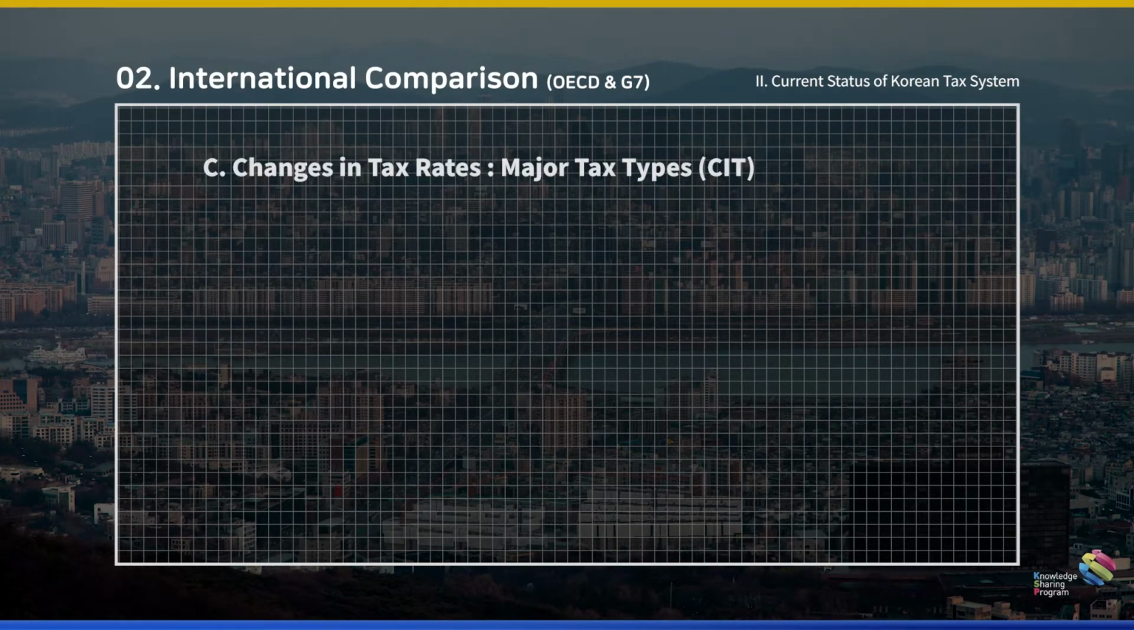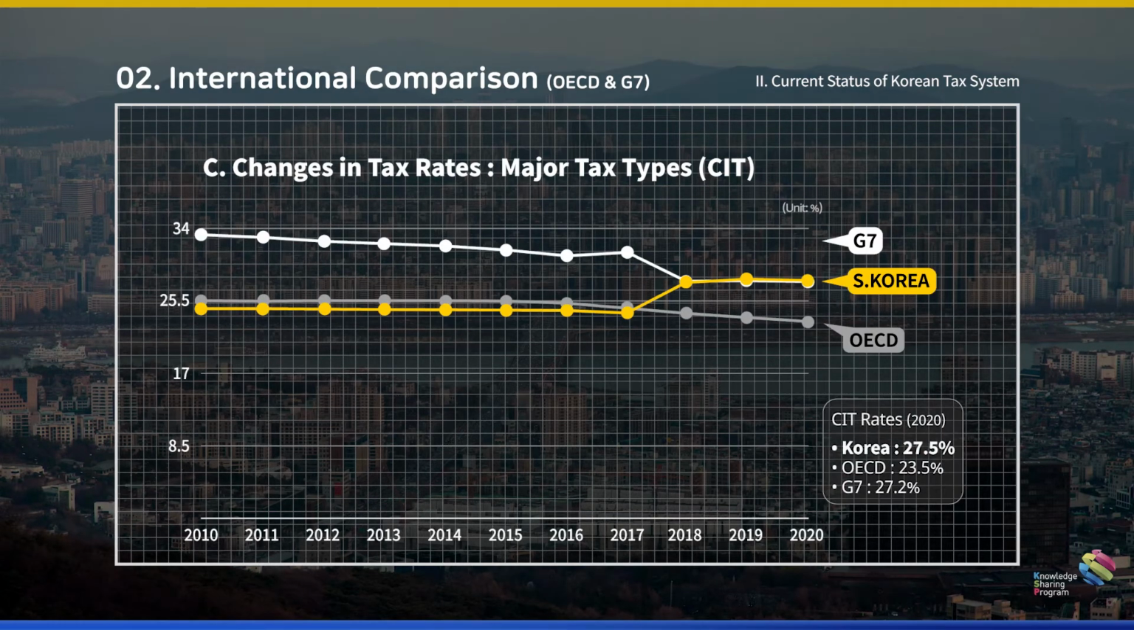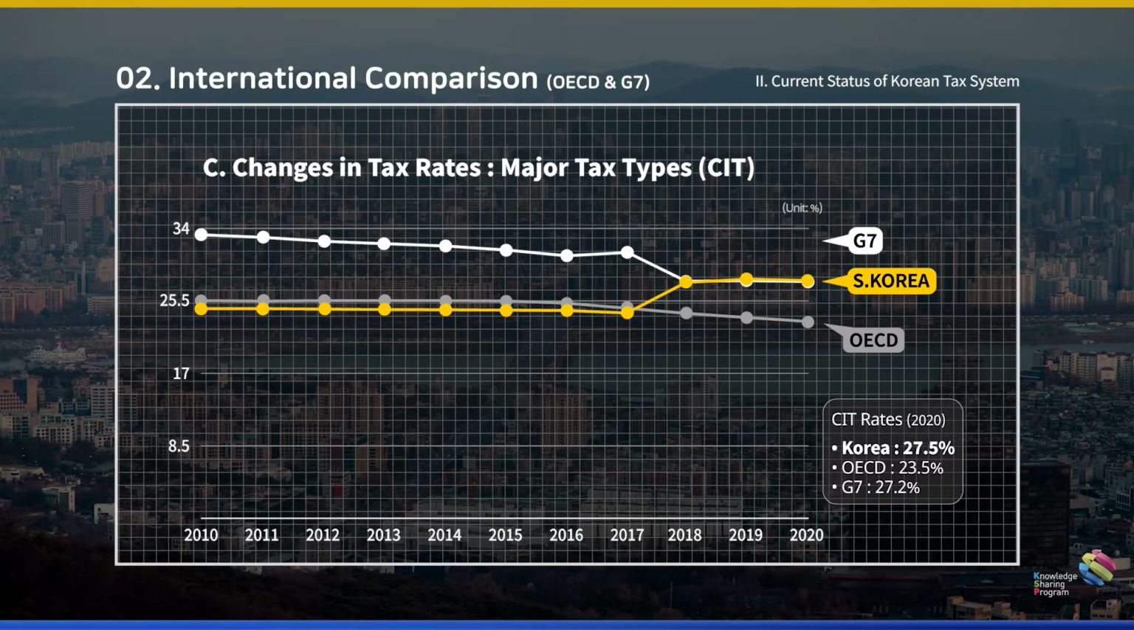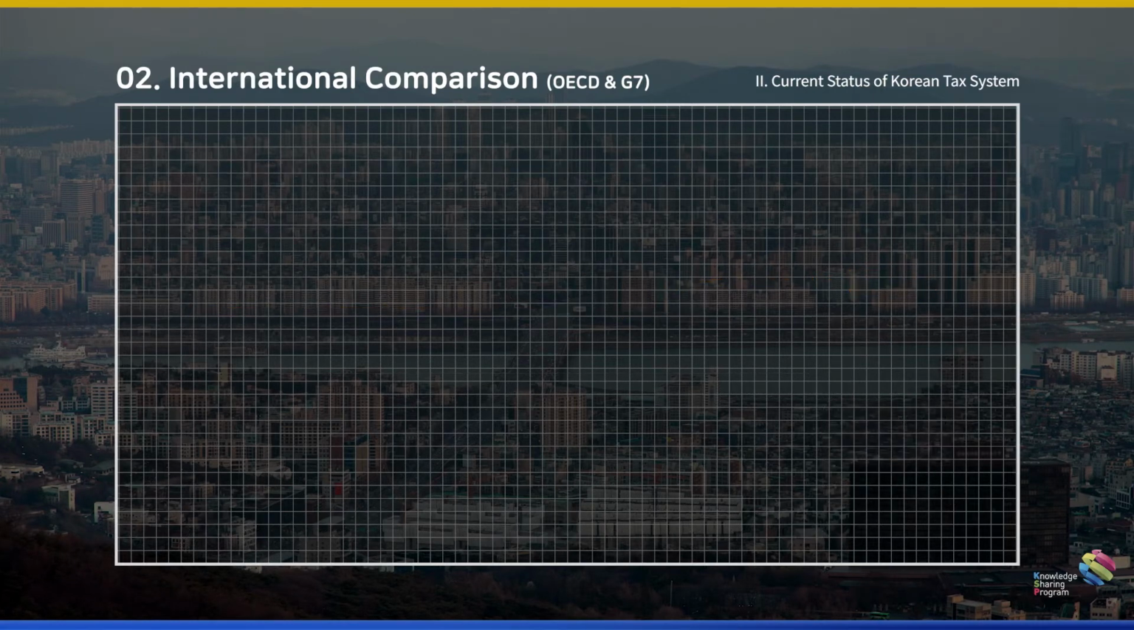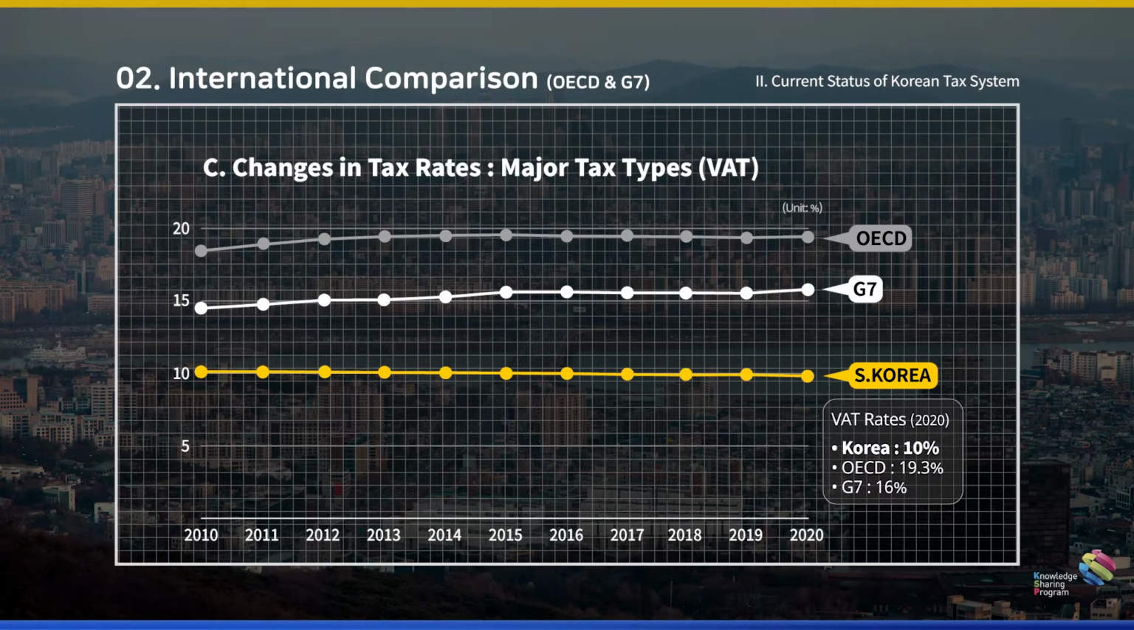In terms of CIT, Korea's trajectory has been more dramatic than in the case of PIT. Starting off as the lowest compared to the OECD and G7 figures, in 2020 South Korea became the highest among the three, as it reached 27.5%. Ever since 2010, Korea's VAT rate hasn't changed. It remained at 10%, which has been consistently the lowest among the three.